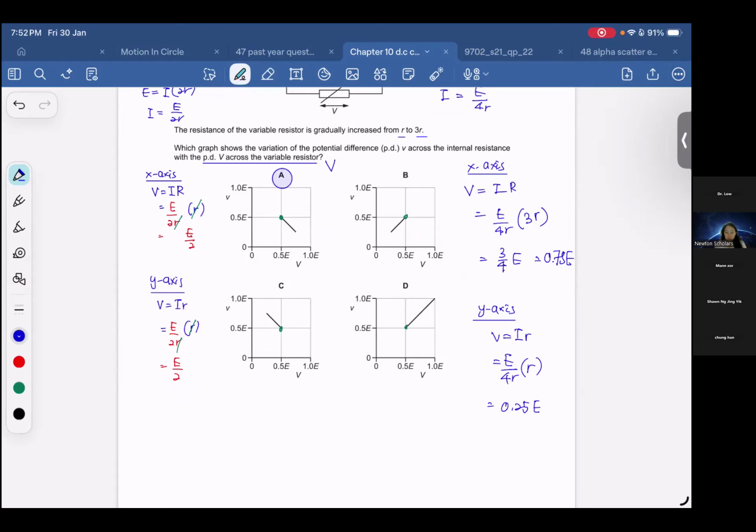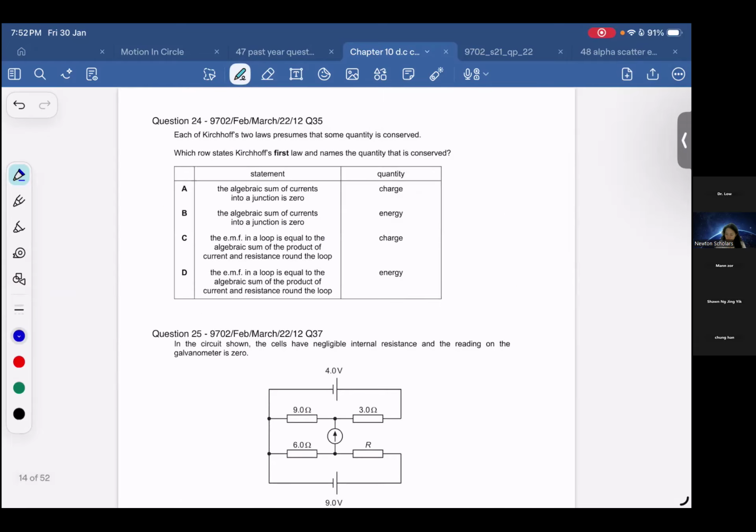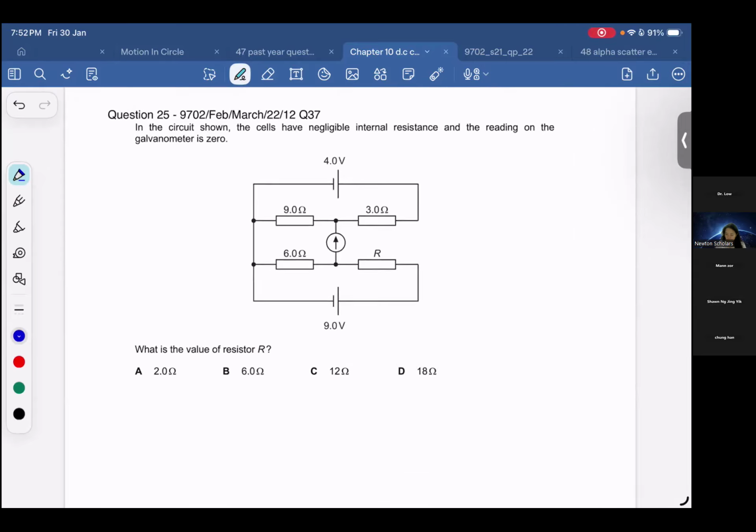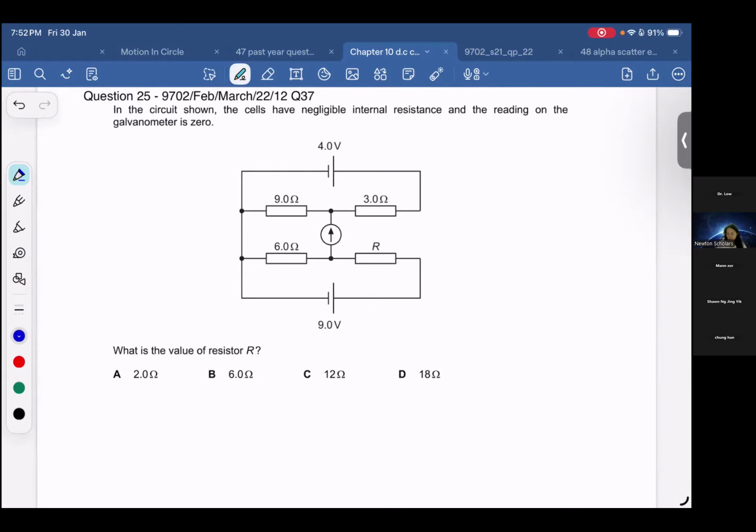Kai Qian, A, correct. Okay, dear, we go to question number 25. This one also easy. Can you try? I just want to make sure your idea is correct.